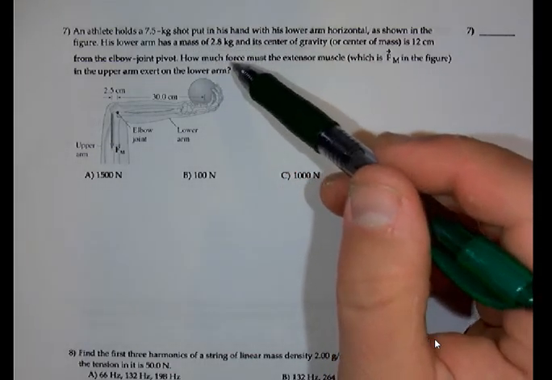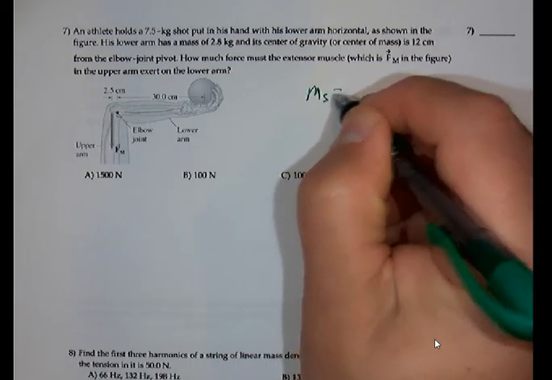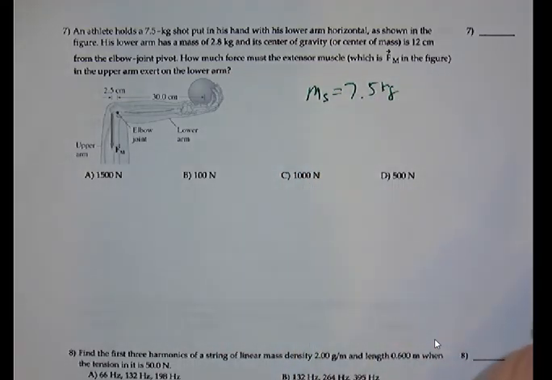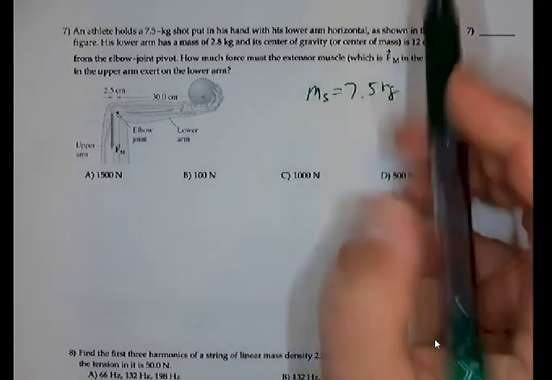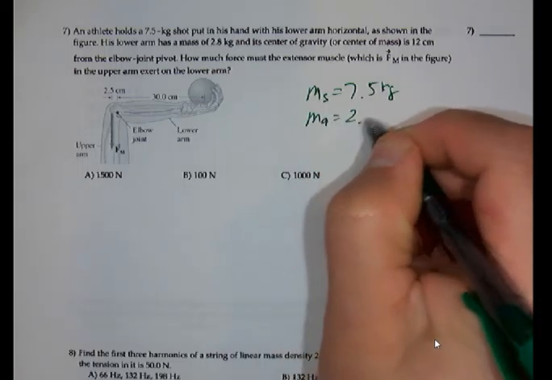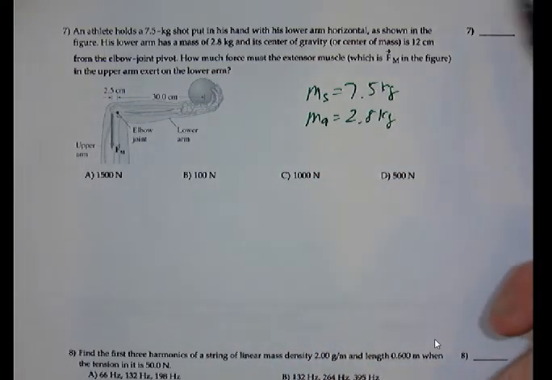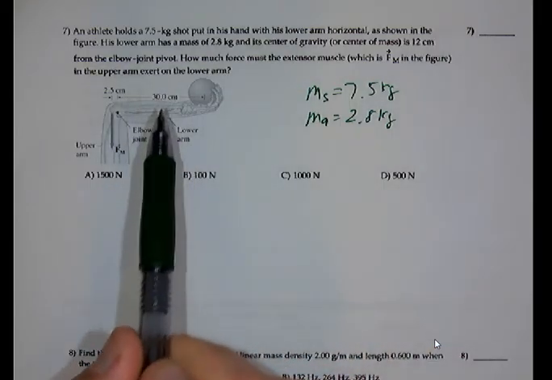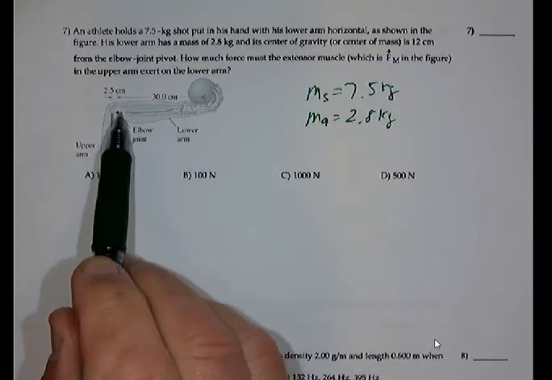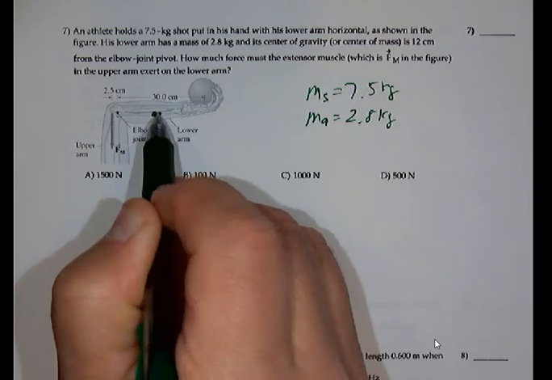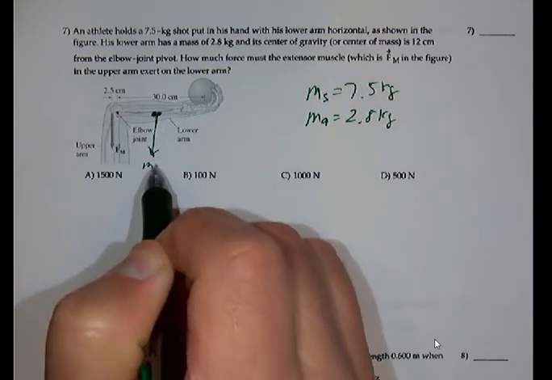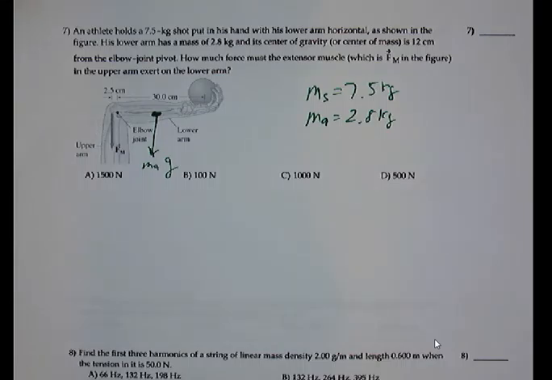Okay, next we have a torque problem. An athlete holds a 7.5 kilogram shot put in his hand. So mass of the shot put, 7.5 kilograms, with his lower arm horizontal as shown in the picture. His lower arm has a mass of 2.8, so mass of the arm, 2.8 kilograms, and its center of gravity is 12 centimeters from the elbow. Okay, good. So here's the elbow joint. The center of gravity is 12 centimeters over, so you can assume that all of the mass of the arm is here. So that would be mass of the arm times g. And again, that distance is 12 centimeters.